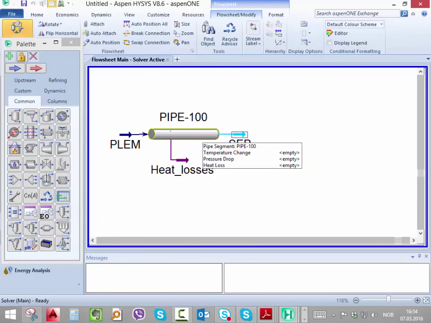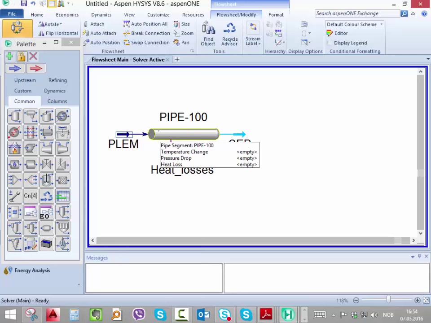It doesn't have enough. If you see around the element, it has some kind of yellow lines, and that means it doesn't have enough information to run. Of course, if you think about it, we haven't given any information about the length of the pipe, about the heat transfer coefficient, about the elevation. We haven't given almost anything to this pipe.